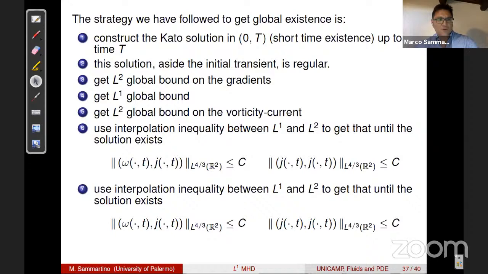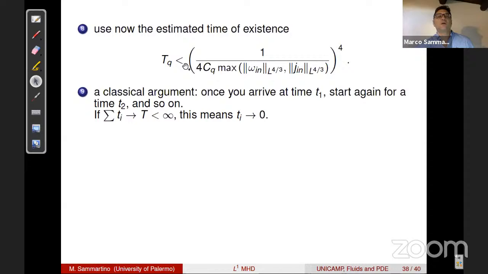And now we want to use the estimated time of existence, which, as I said, goes like one over the fourth power, and the constant is 1 over the L4/3 norm of the vorticity. So to get the global existence, now we use a classical argument. Once you arrive at a certain time t1, start again for a time t2, and so on. If these times for which we have the solution add up to infinity, we are done. Suppose now that you stop at some t max, which is less than infinity.